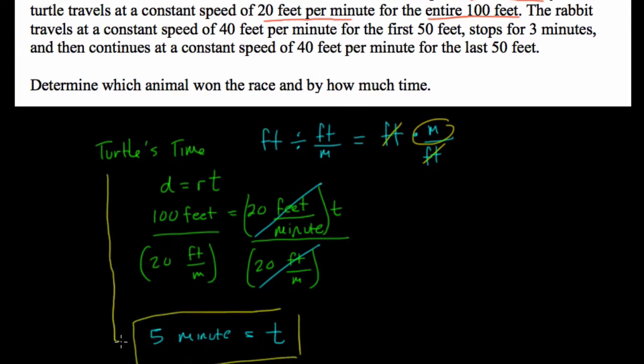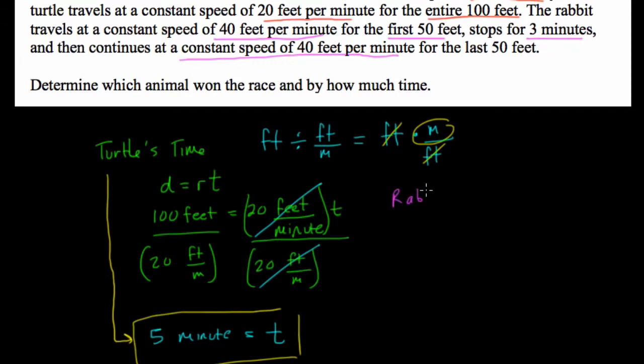As we go on, let's keep that in mind. The rabbit travels at a constant speed of 40 feet per minute for the first 50 feet, stops for 3 minutes, and then continues at a constant speed of 40 feet per minute. Which animal won, and by how much time? Well, we already know the turtle's time. Let's find the rabbit's time.